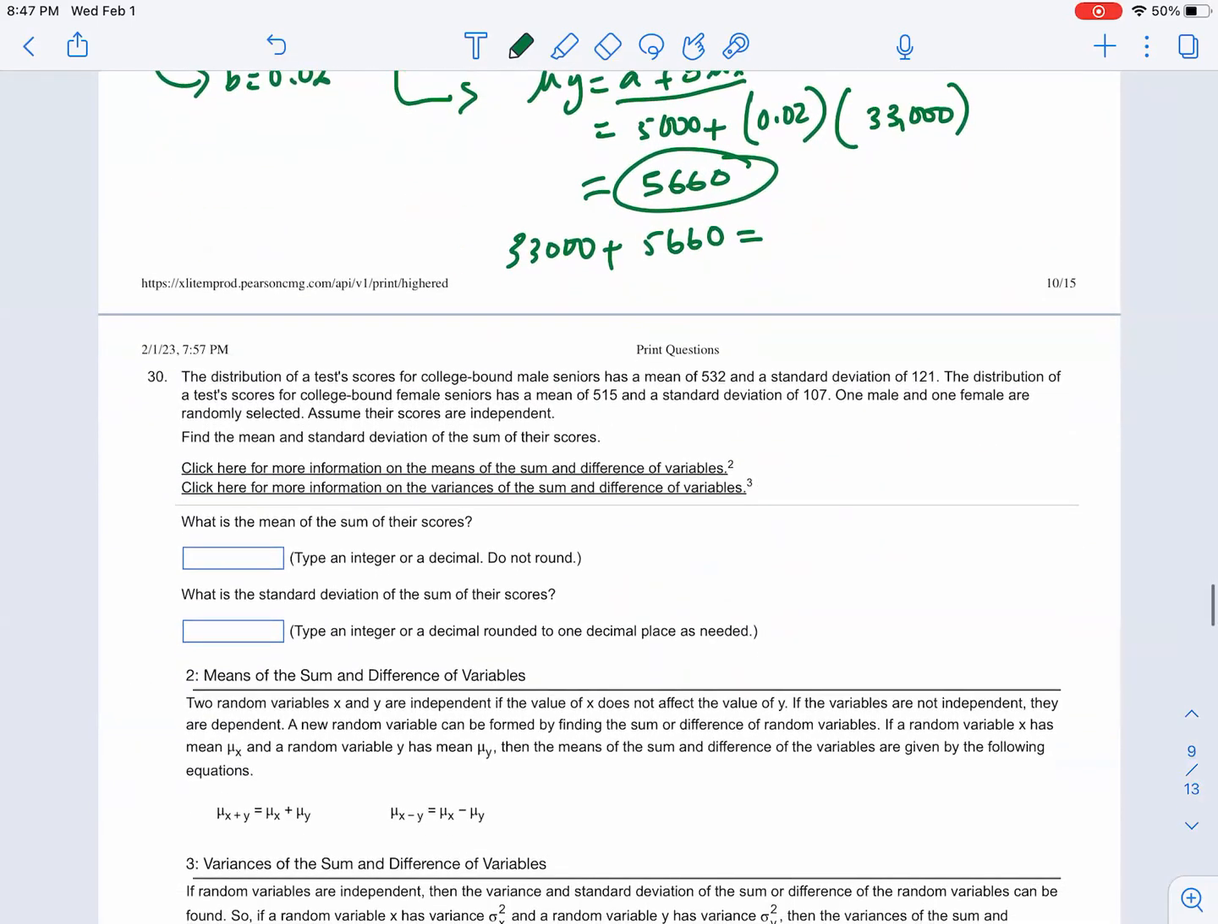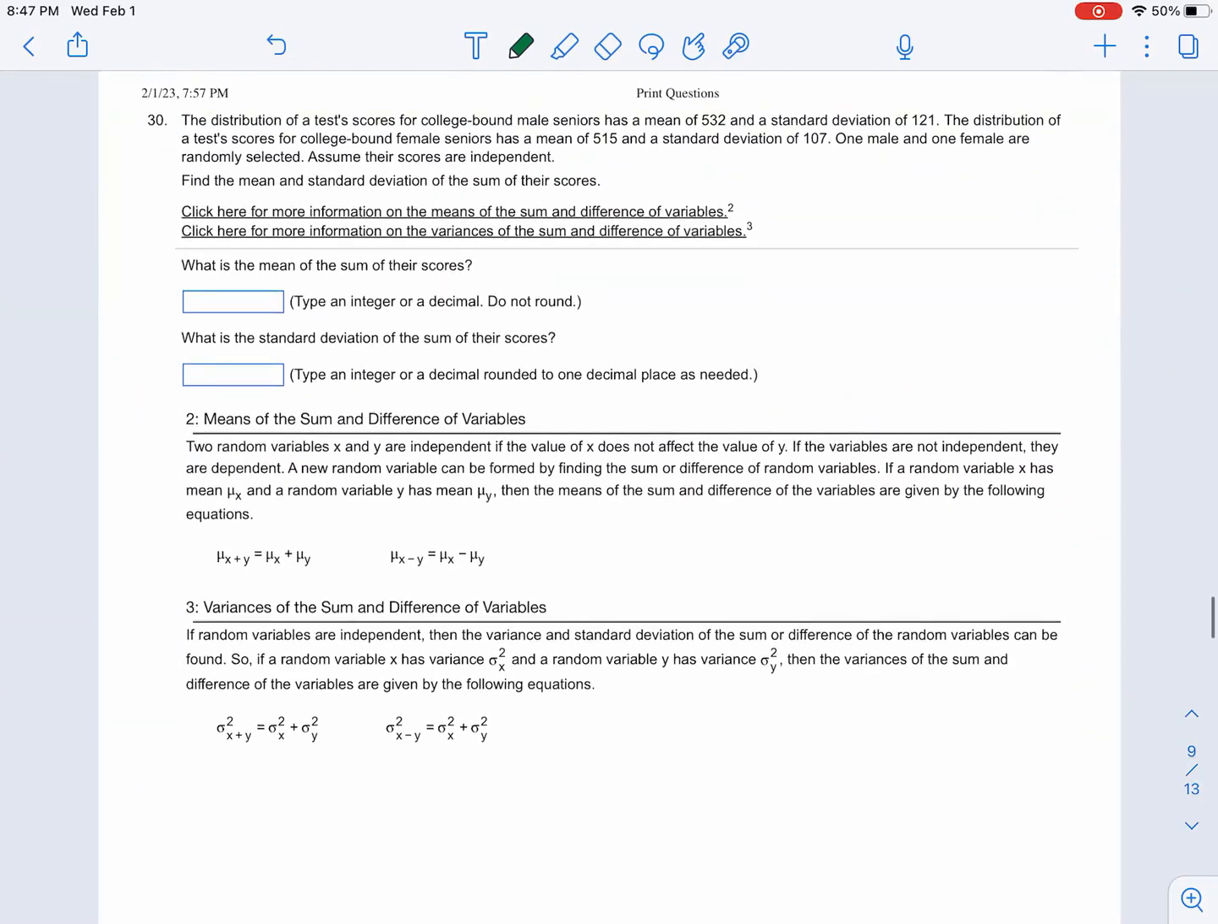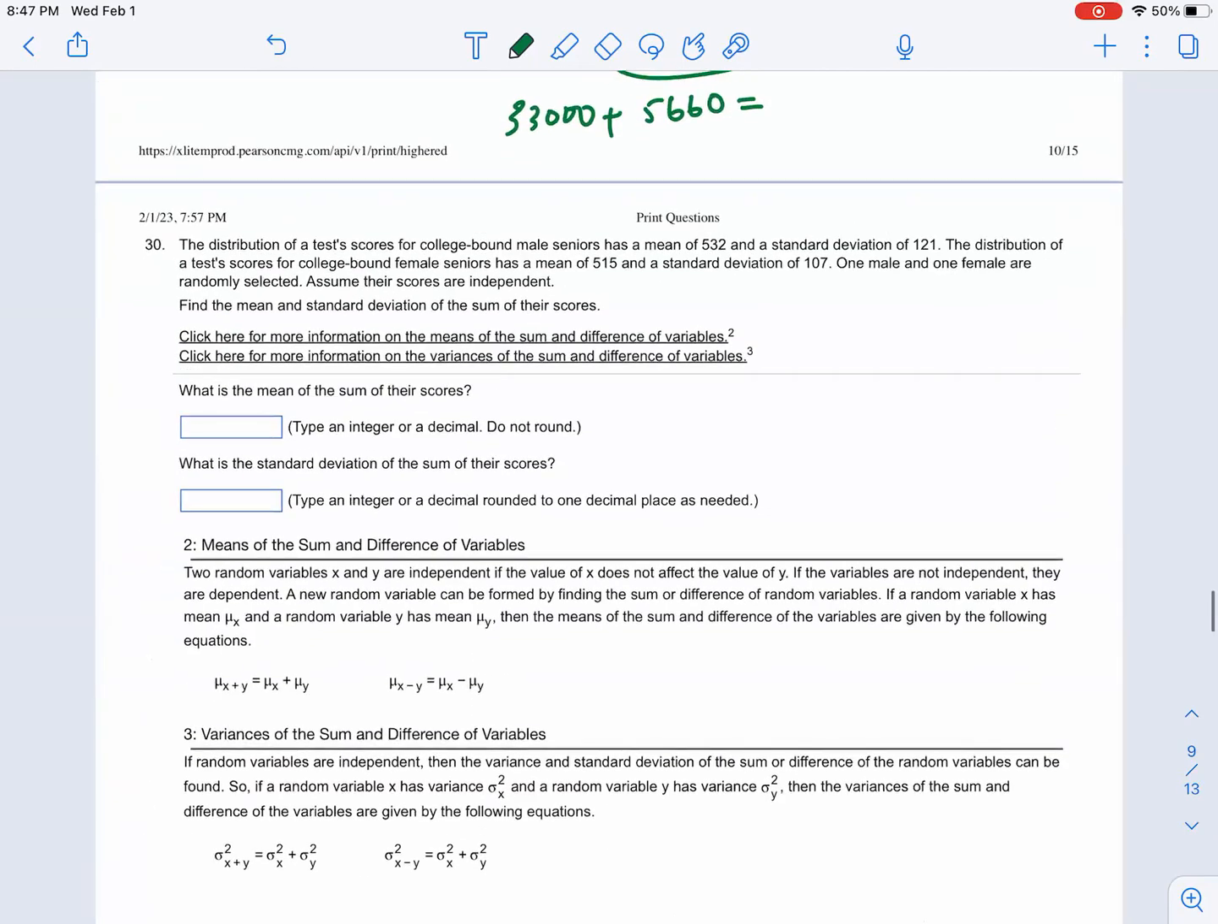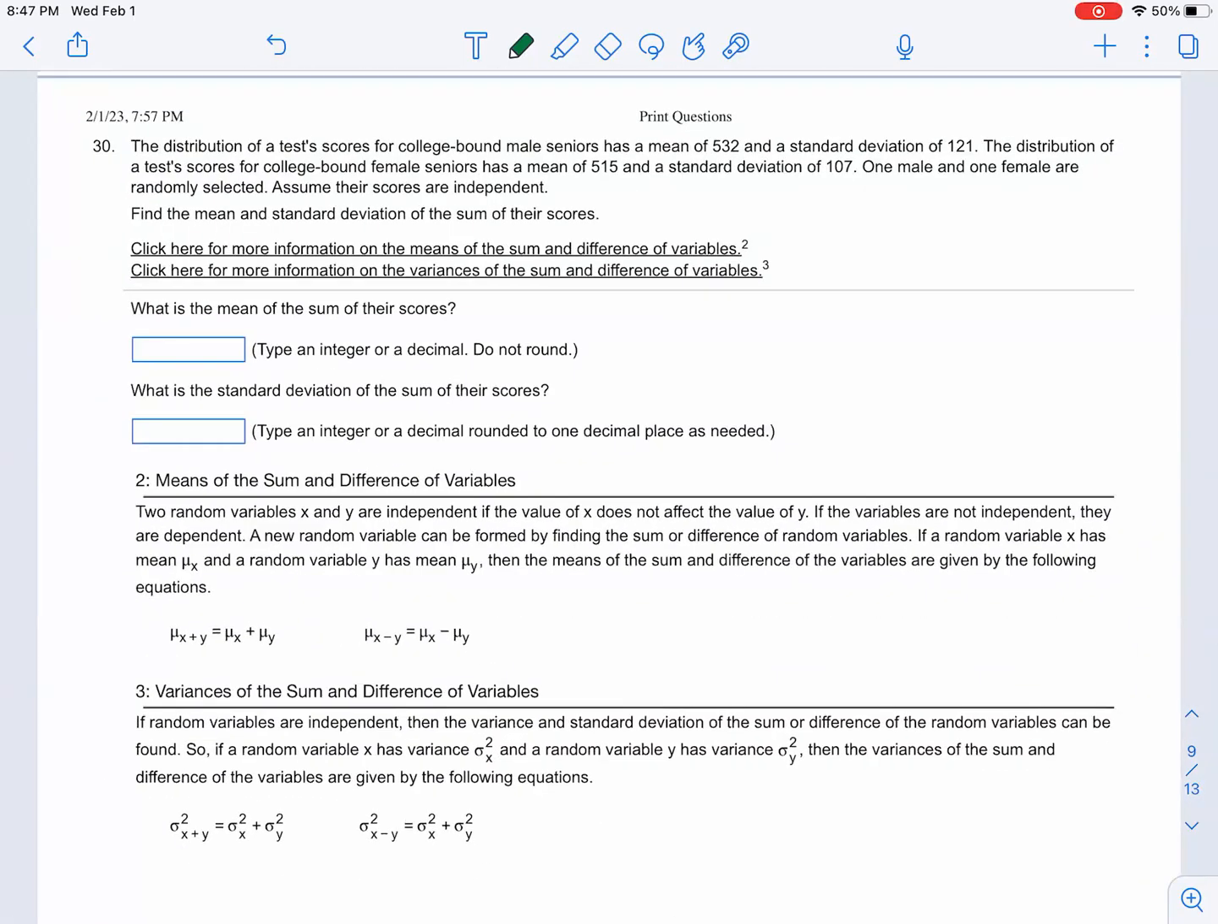Now let me see. Here is the same sort of problem. 30 is the end. It says distribution of a test score for college-bound male seniors has a mean of 532, standard deviation of 121. The distribution of test score for college-bound female has a mean and standard deviation. One male and one female are randomly selected. Assume their scores are independent. Find the mean and standard deviation. They gave you the mean here. Find the mean of the sum of their scores.